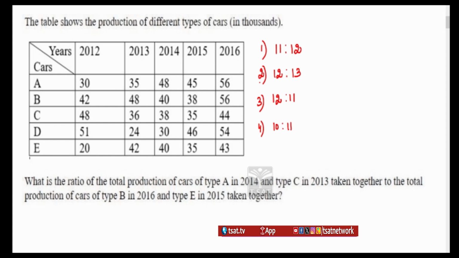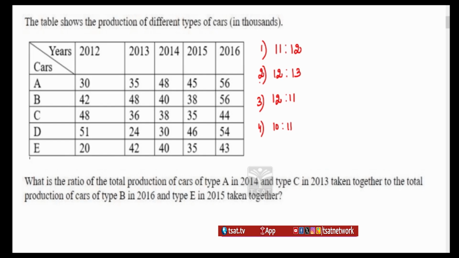If you ask me about 2012, type A cards produced, in 2012 there are 30 cards produced by type A. So if I highlight here, these are 30 cards produced by type A in 2012. 42 cards produced by type B, 48 cards produced by type C, D 51 and E 20,000 cards produced in 2012. So this is how you have to look at the data. It's very simple in a tabular graph to look at the data, but you have to be very careful when it comes to the number of years.